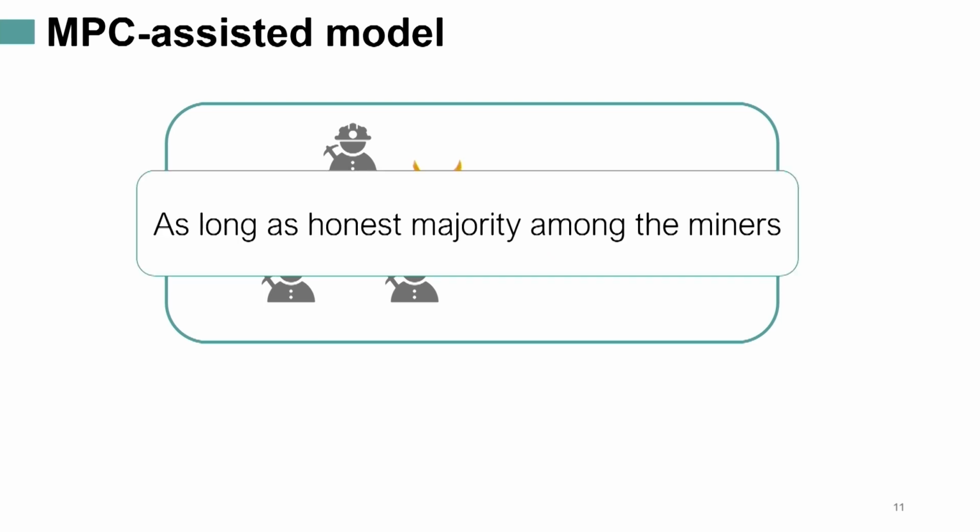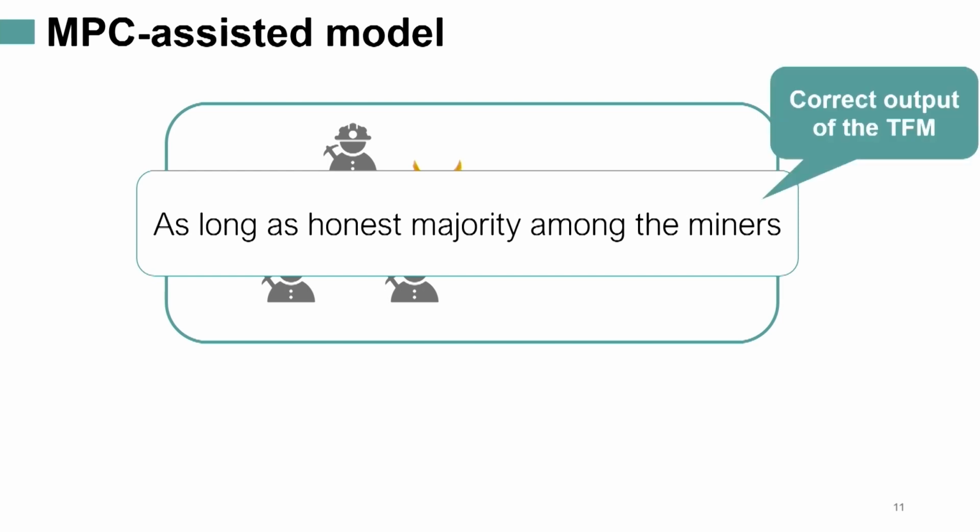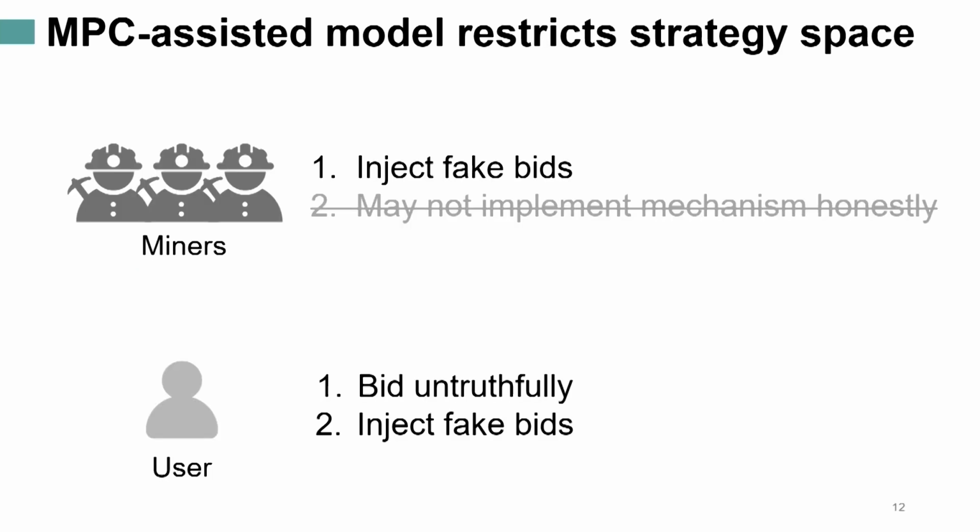Cryptography guarantees that as long as we have an honest majority among this group of miners, at the end of the computation we get the correct output of the transaction fee mechanism. So this model guarantees honest implementation of the mechanism. To better understand this model in this talk, let's forget about the fancy cryptography. Let's think of this MPCL system model as a model that restricts the strategy space. Now we have several miners involved in this mechanism, but they cannot choose how to implement it. It is guaranteed to be implemented honestly.